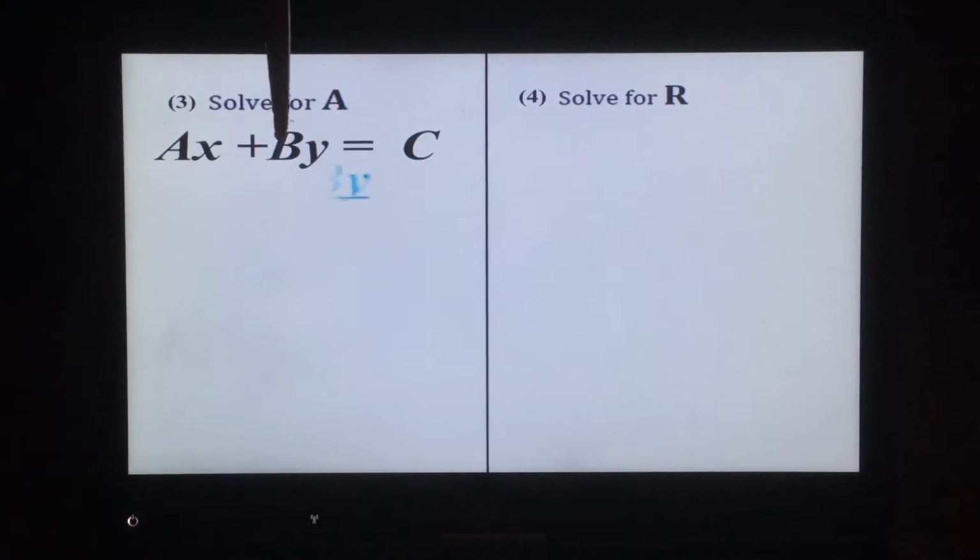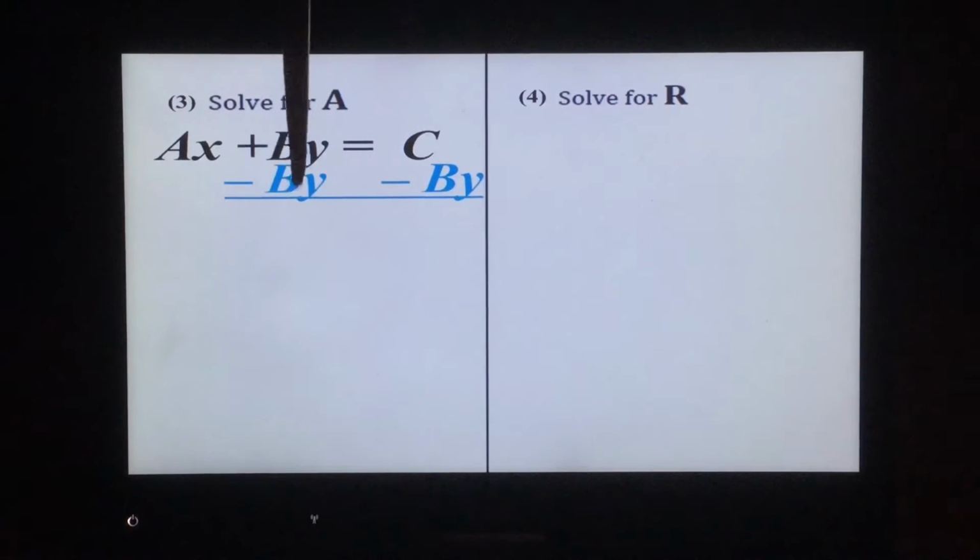So we're going to subtract by from both sides, canceling out the by's over here. Ax comes down, and over here we have c minus by. We cannot put those together because they're not like terms, so we just put them next to each other. So we have c minus by.